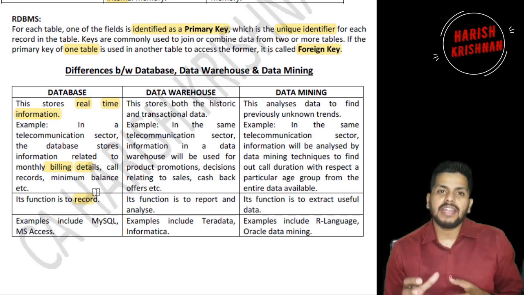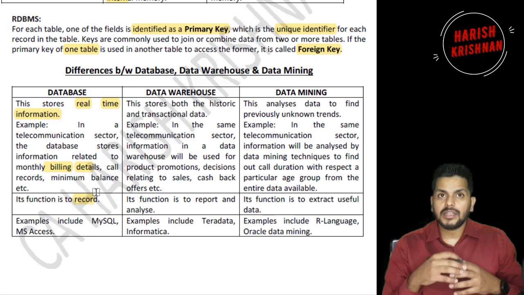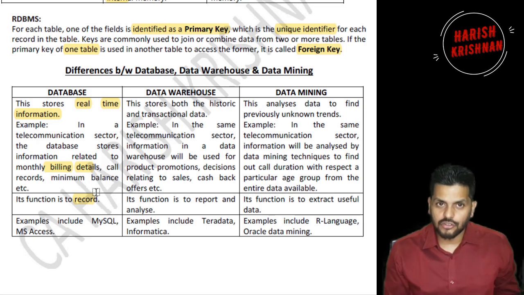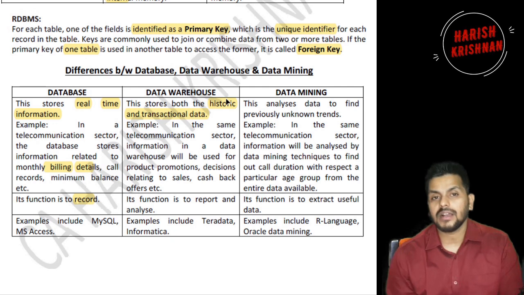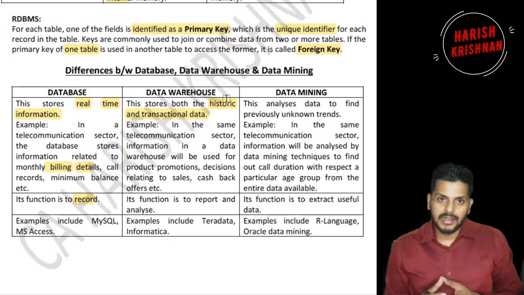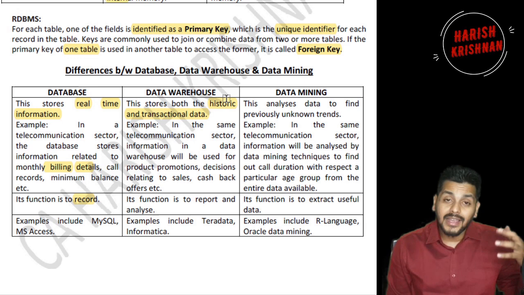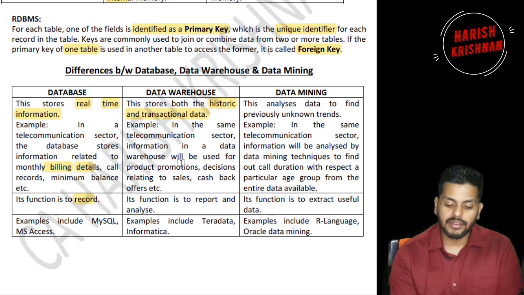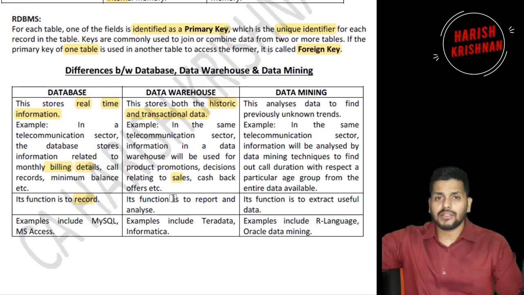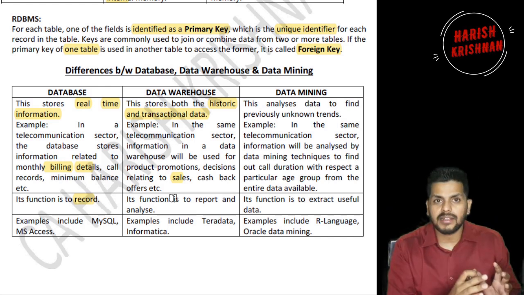A bunch of databases, when they are brought together, create a repository. I think earlier in the session we discussed what a repository is. So data warehouse is something that stores both historic and transactional data. Database stores all the current data, while data warehouse stores all historic and transactional data. In the same example, continuing with the telecommunication sector, information in the data warehouse will be used for product promotions, decisions relating to sales.